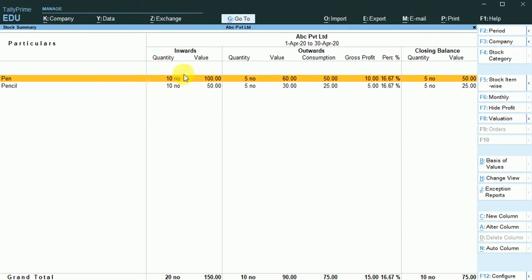These are the items. I have purchased 10 units of pen and pencil, out of which 5 of each item have been sold. The value of this is 60 and 30 rupees. So I have made a profit of 16.67% for this item and for both items. So this is the closing balance. This is the value of the closing inventory. So likewise, we can view the reports.